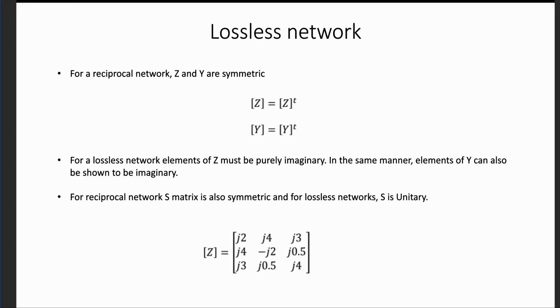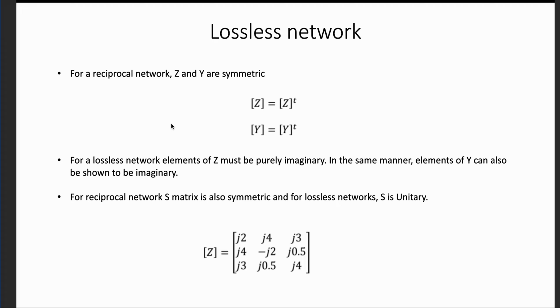The other thing which you learned is what lossless and reciprocal networks are. A network is called reciprocal if the transpose of your impedance or admittance matrix is equal to the matrix itself. If this condition is valid, which is Z equal to Z transpose and Y equal to Y transpose, then you call your network reciprocal.